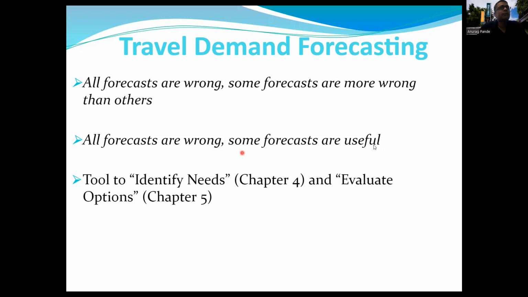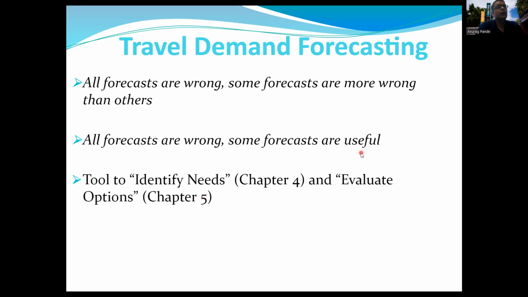So when I say some forecasts are useful, useful forecasts have a characteristic of being precise in nature. They're not very wide-ranging. They have a narrow range so that you can make decisions based on those forecasts. For example, how large a bus fleet am I going to need? I cannot decide that based on an accurate forecast that ranges between 100 people per week and 90,000 people per week. That's a useless forecast, even though technically it's likely to be accurate.